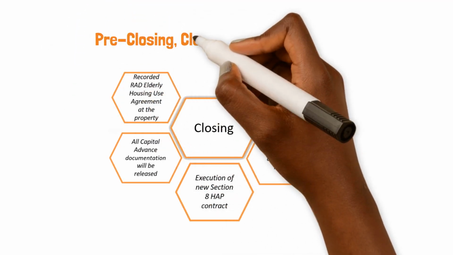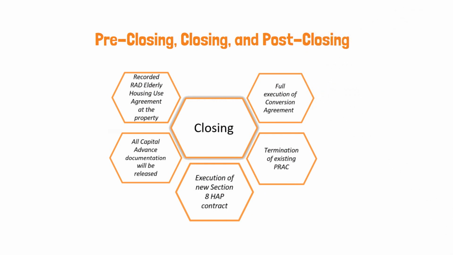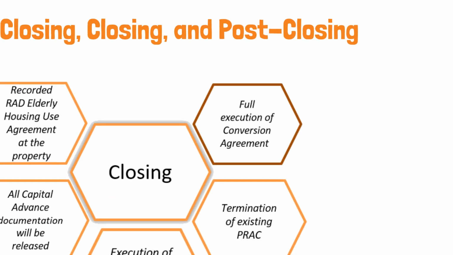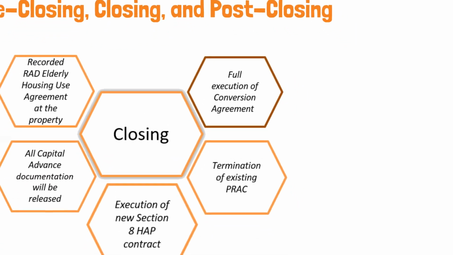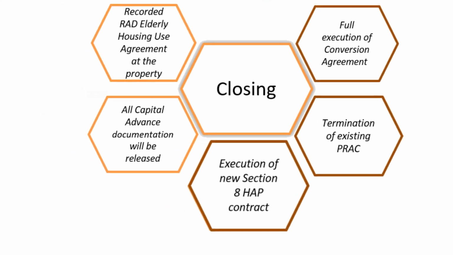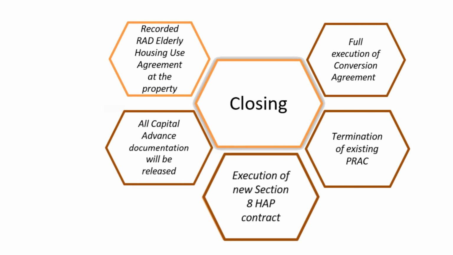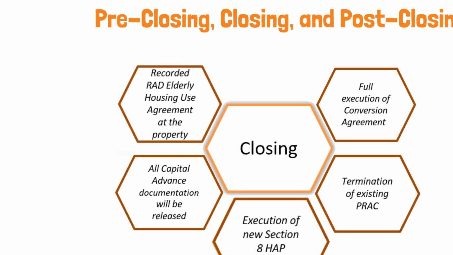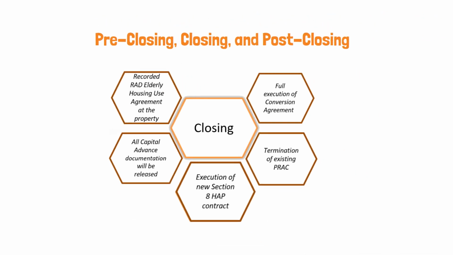Following the issuance of the conditional approval and draft conversion agreement, the owner will take the appropriate steps toward closing. HUD will provide the owner a closing checklist of items to be completed. At conversion, the conversion agreement will be fully executed, the existing PRAC will be terminated, and the new Section 8 HAP contract will be executed. All capital advance documentation, including the note and use agreement, will be released, and a new RAD elderly housing use agreement will be recorded at the property. Once all of the HUD documents have been signed, you will have completed your conversion.